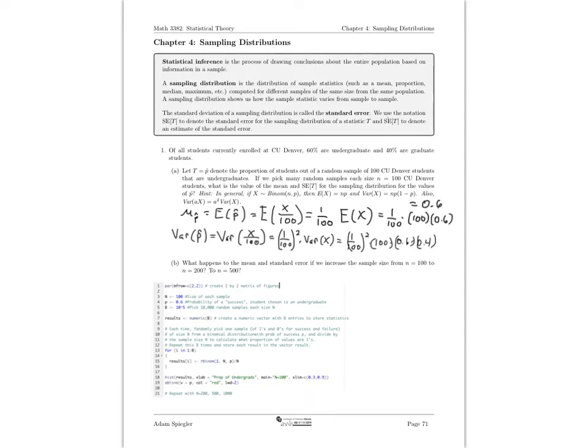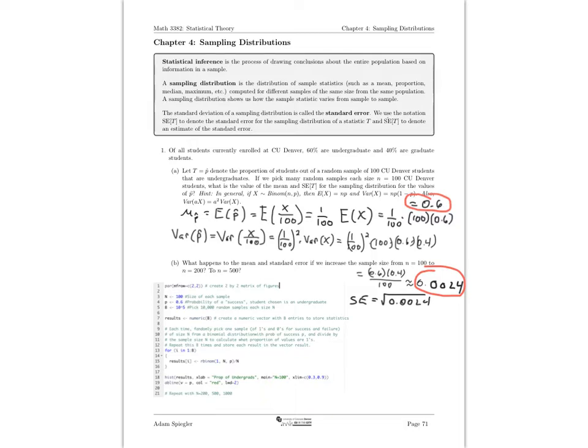And so the 100s, at least partially, cancel out. And what's left is 0.6 times 0.4 all over 100, which works out to be 0.0024. So there's our variance, and therefore the standard error would be the square root of 0.0024. We'll just think about the variance instead of the standard error. So for this example, we found the variance to be 0.0024. We found the expected value to be 0.6.